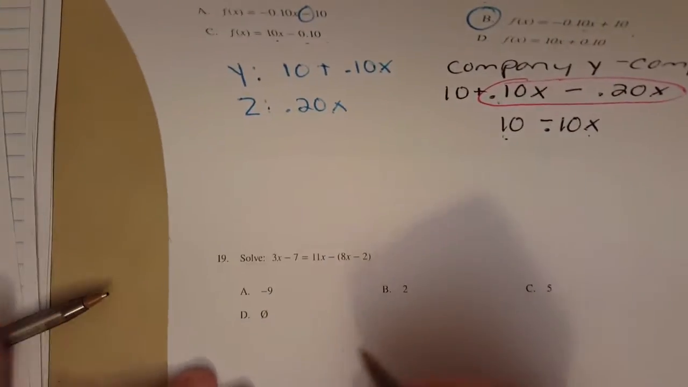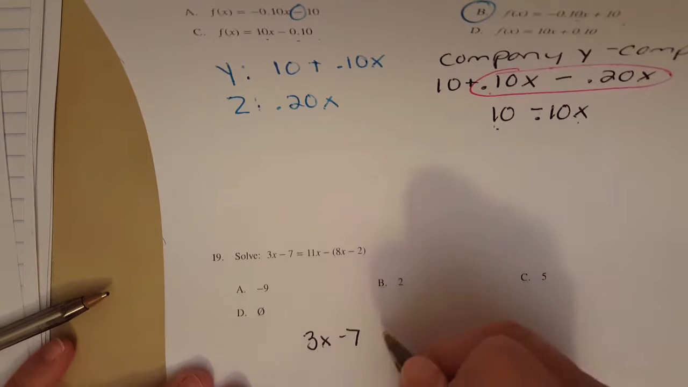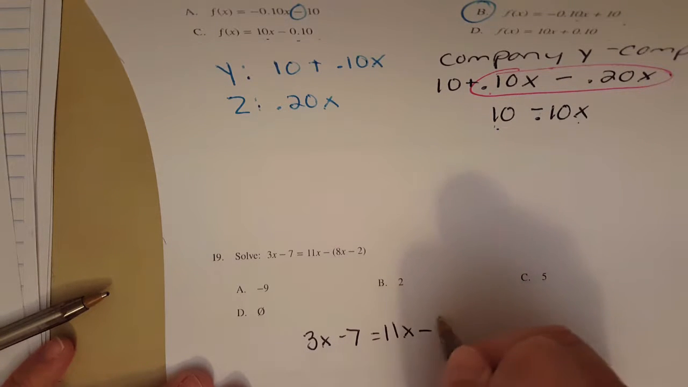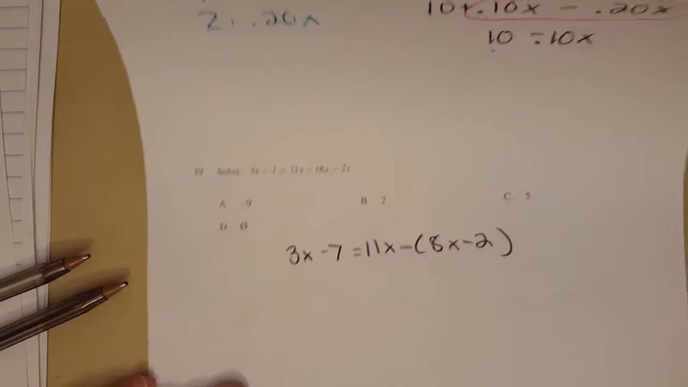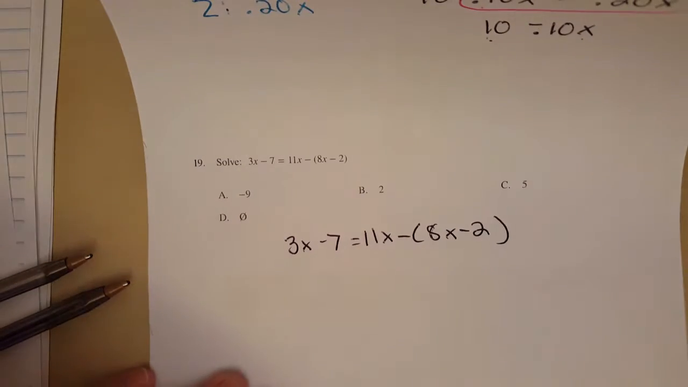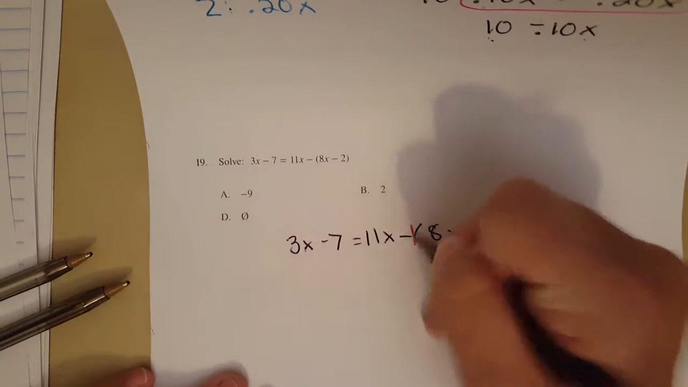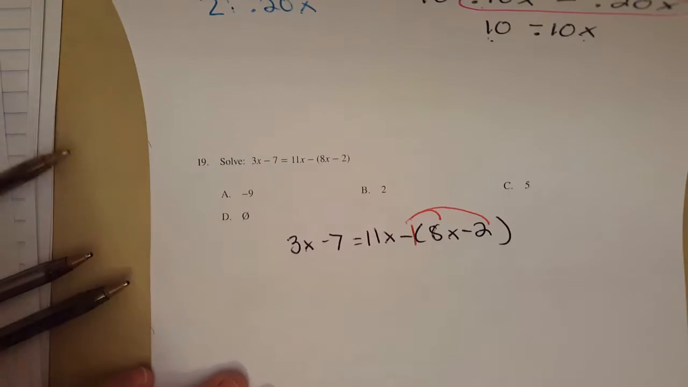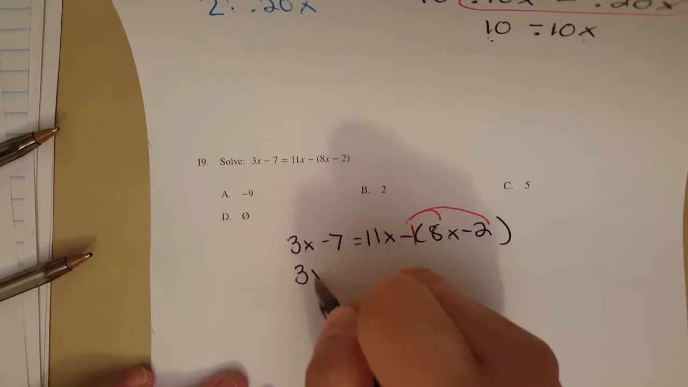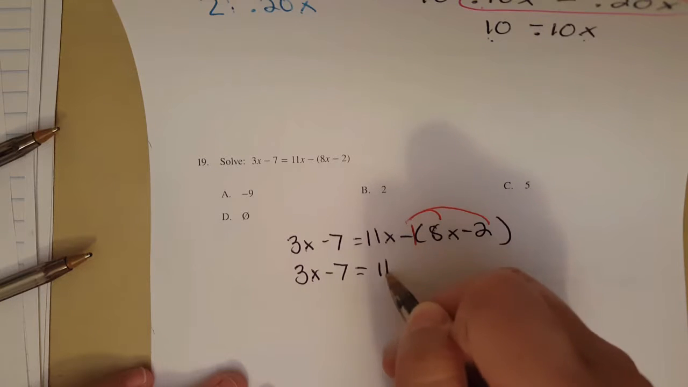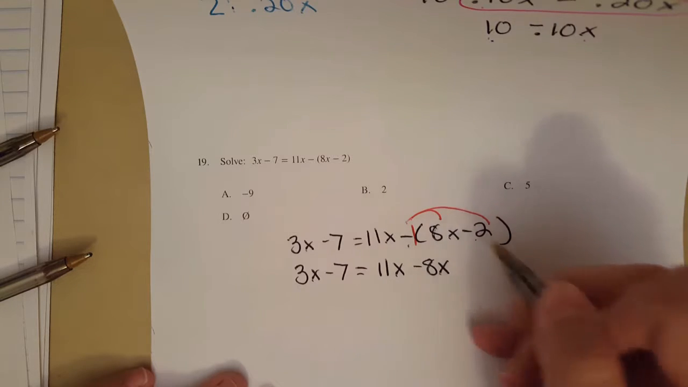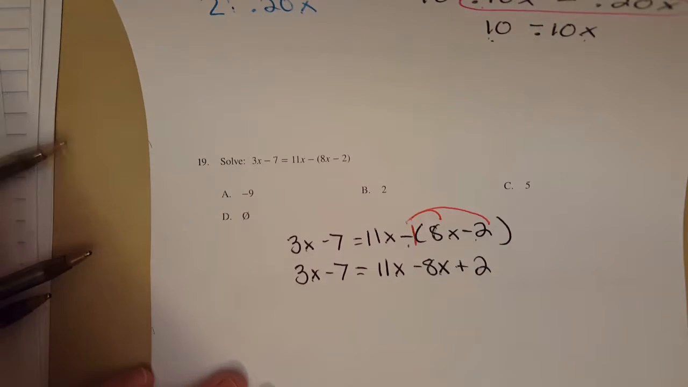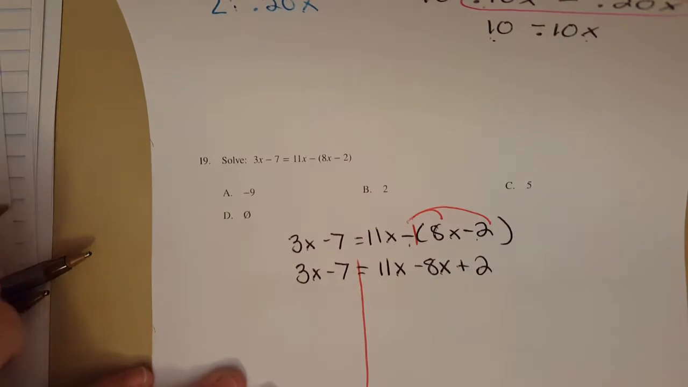All right, number 19. So we are going to solve this equation. Let's write it out first so we have some room. All right, now when we have parentheses with no number in front, there really is a number sitting up there. It's that negative 1. So we're going to start and we're going to distribute negative 1. So I have 3x minus 7 equals 11x. Negative 1 times 8x is negative 8x. Negative 1 times negative 2 will give me a positive 2. That was our first step.